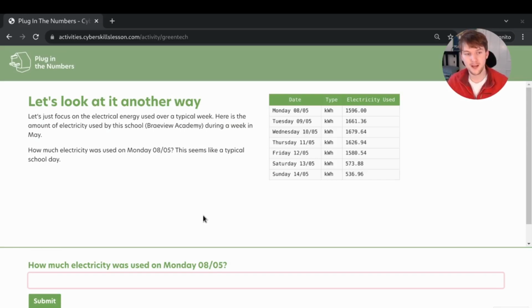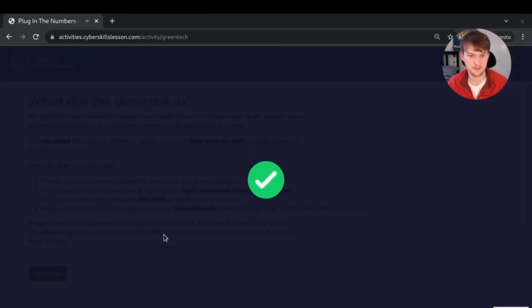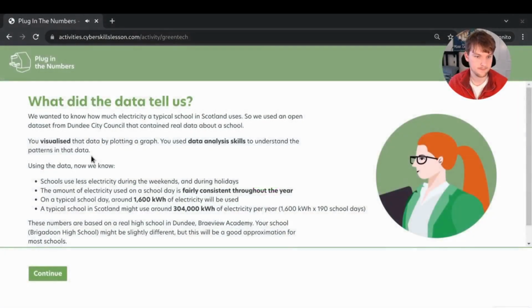Now we've changed back to this chart, and this is much easier for reading off the amount of energy used. So the question is asking, on Monday, the 8th of the 5th, how much electricity was used? So reading off the chart, that's that amount. Brilliant. So this is concluding the visualization and energy usage section.